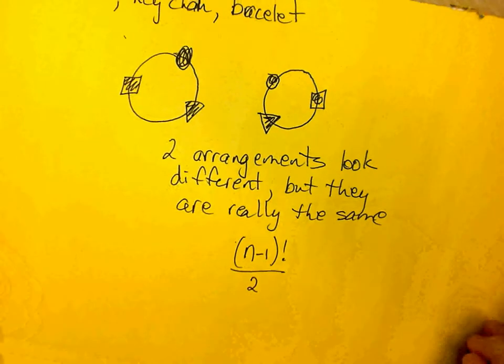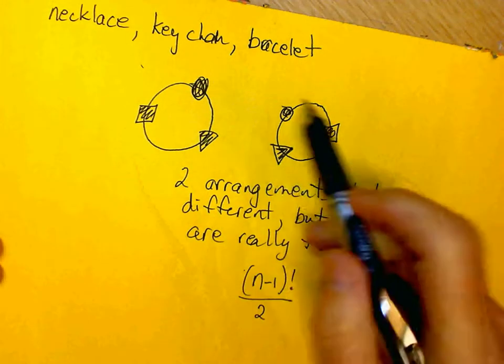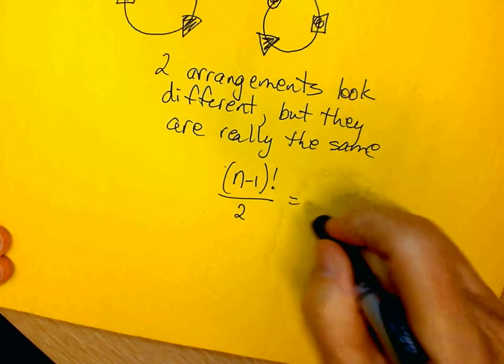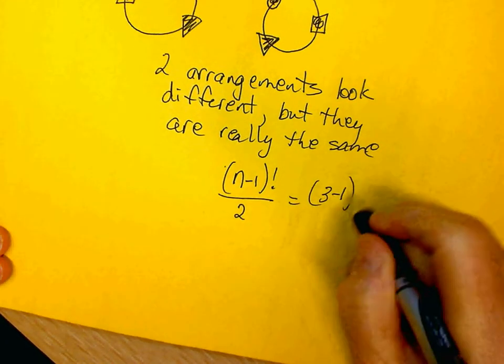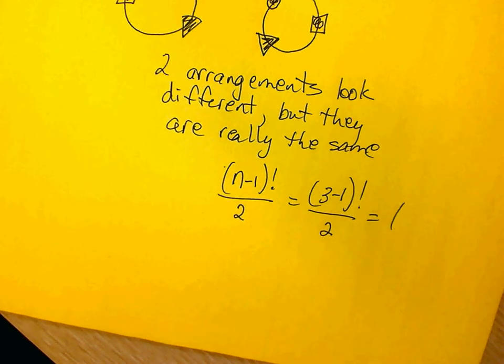So how many ways are there to arrange 3 keys on a keychain? It would really be 3 minus 1 factorial divided by 2. There's only one way. Okay? Good.